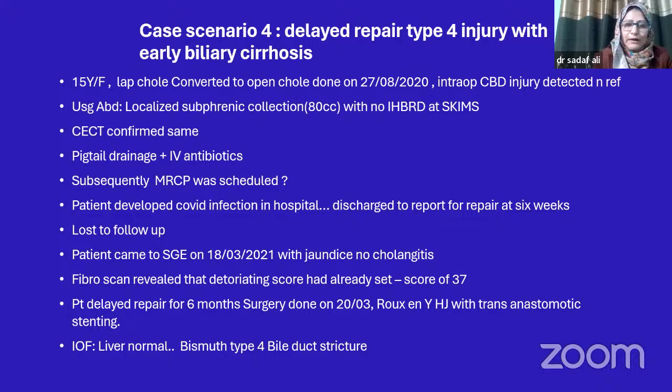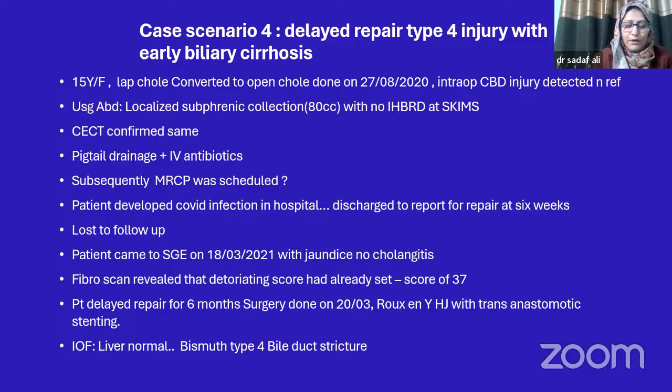But in hospital, she developed COVID infection. Due to this COVID infection, from emergency she was discharged and asked to report after 6 weeks. She was lost to follow-up, and came to our department only after 6 months with jaundice, but luckily she did not have any cholangitis.